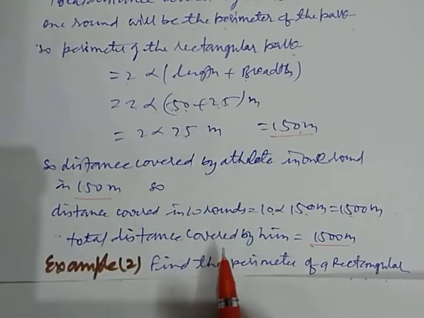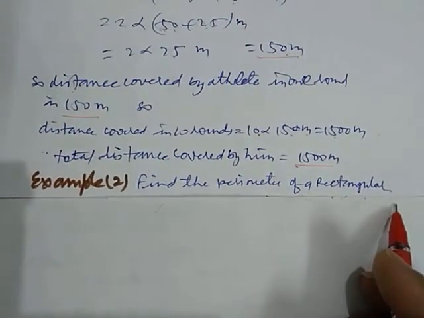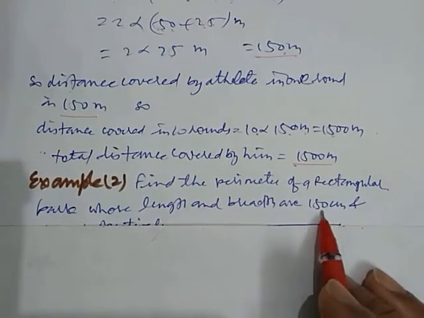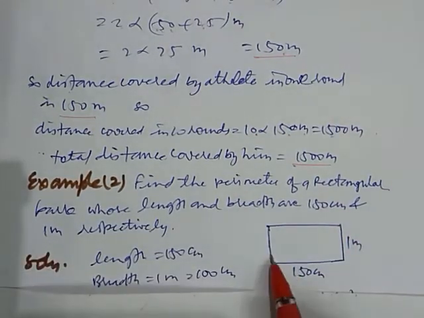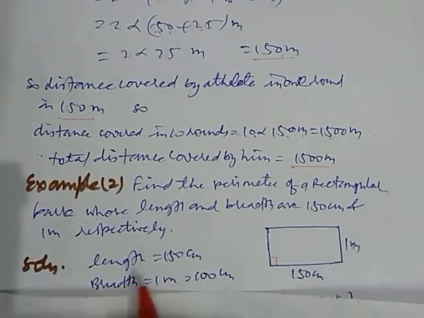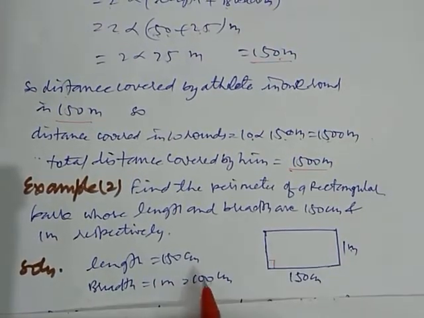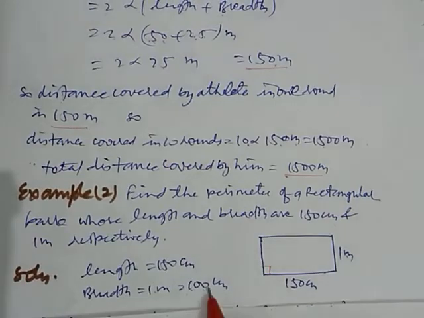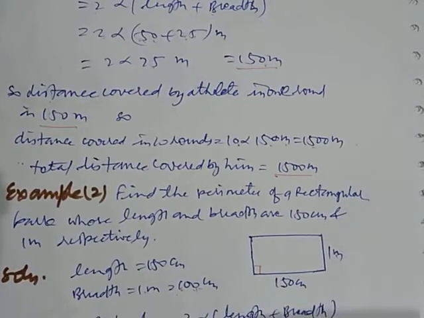Now we take one more example. Find the perimeter of a rectangular park whose length and breadth are 150 centimeter and 1 meter respectively. This is the rectangle. Here the length is 150 centimeter and the breadth is 1 meter. This is the given. First we convert meter into centimeter, because both dimensions must be the same. So 1 meter equals 100 centimeter. So the breadth is 100 centimeter and the length is 150 centimeter.